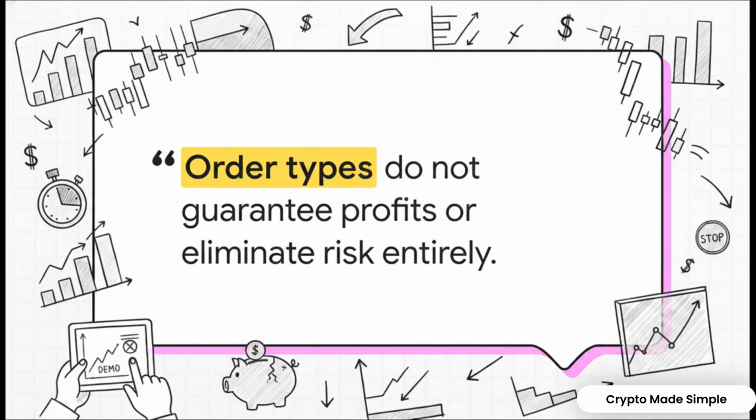Now, a quick reality check. Please remember, order types are essential tools for risk management, for sure, but they do not guarantee profits or completely eliminate risk entirely. Things like slippage, overnight market gaps, and stop hunting, yeah, they can still happen. So this explainer is strictly for educational purposes. It is not financial advice. Your very first step must always be practicing these mechanics on a demo account.